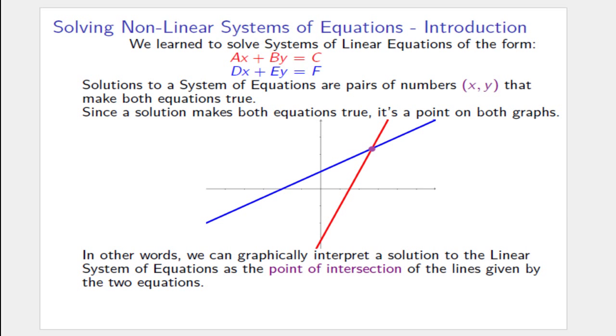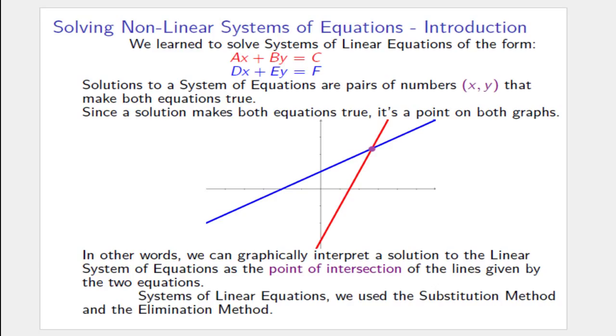In other words, we can graphically interpret a solution to a linear system of equations as the point of intersection of the lines given by the two equations. But how do we find what those solutions are? To solve systems of linear equations, we use the substitution method and the elimination method.